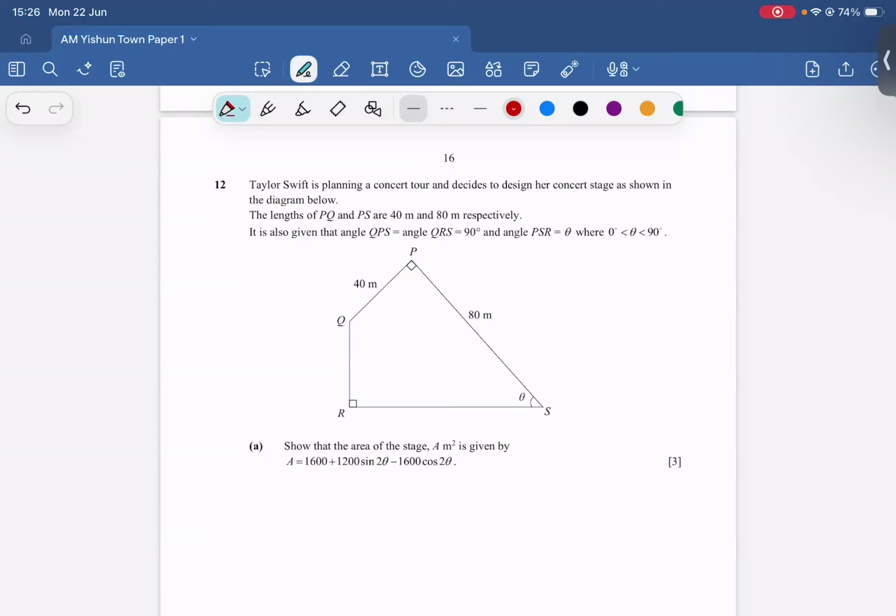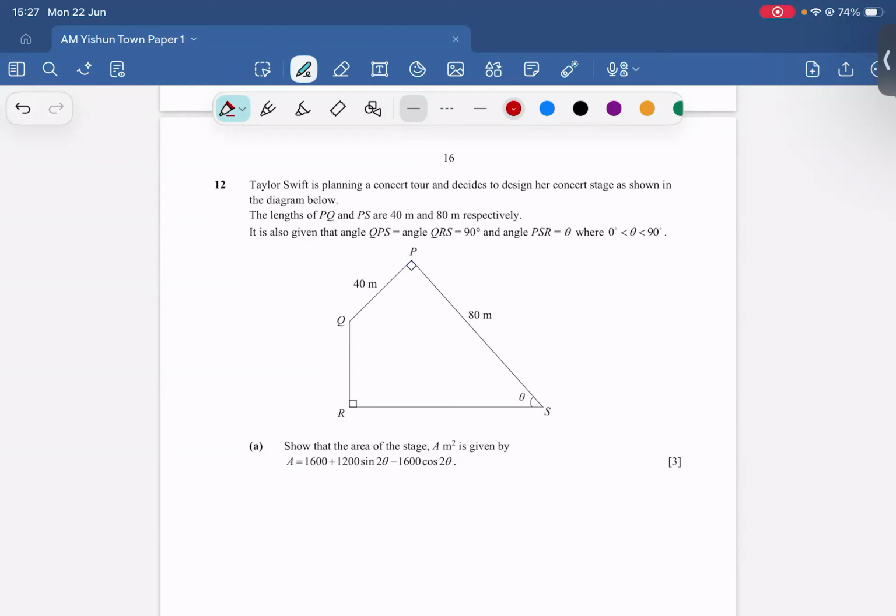Taylor Swift is planning a concert, so this is the stage. Show that the area is given by this. So normally when we need to add lines to our R formula questions, we always only add vertical and horizontal lines. Okay, we seldom add other funny lines that are of different direction. So this is one thing that you take note of, so that you don't need to think so hard when you try to add lines into the diagram.